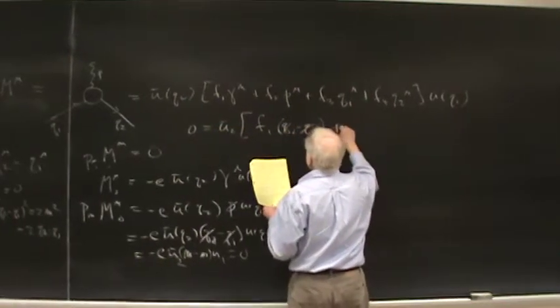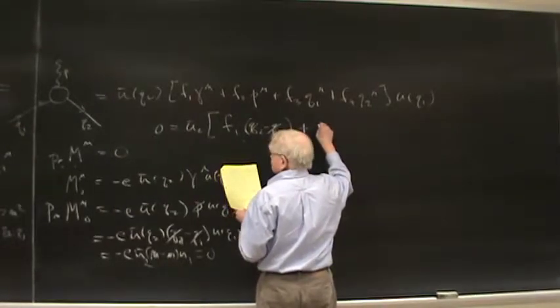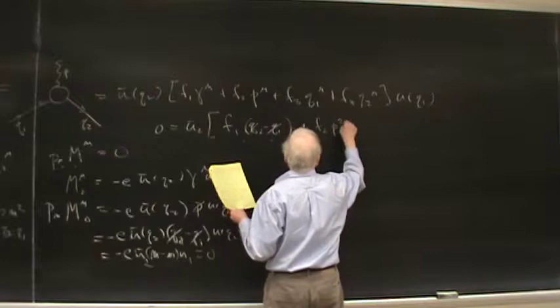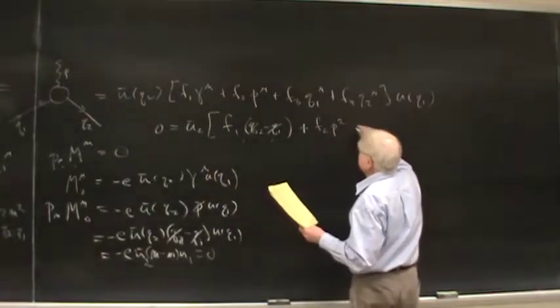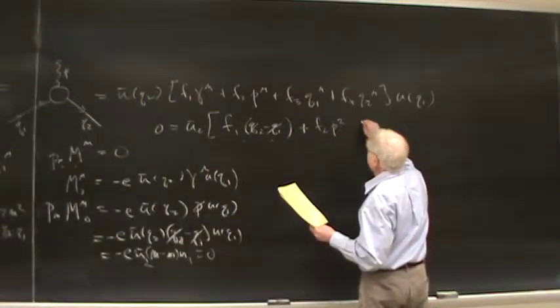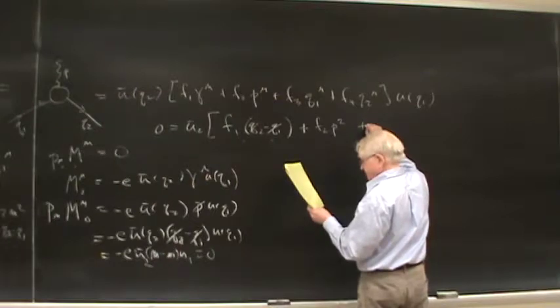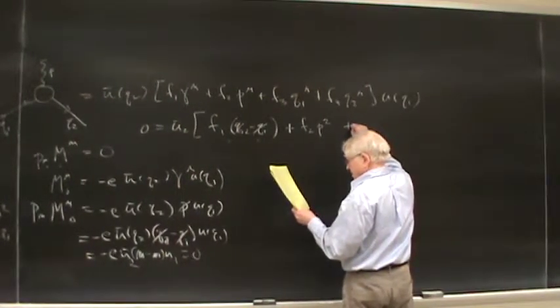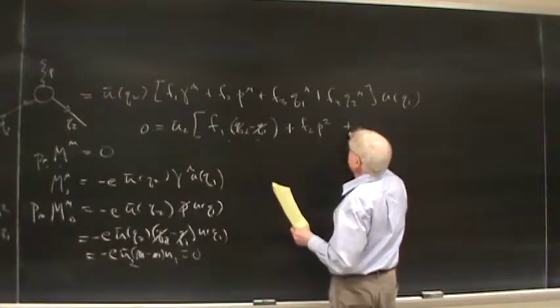And then we get F2 P mu, so this would be F2 P squared plus... this was so much easier in my office.